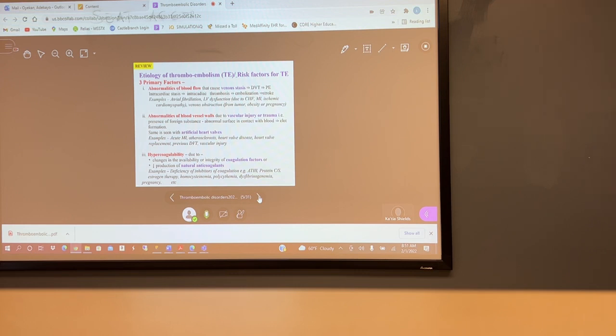The second risk factor would be when you have abnormalities of the blood vessel wall. I've talked about the endothelium before. Endothelium is that thin layer of blood vessels that allows you to maintain normal health of the blood vessel. The beauty of a blood vessel is when the endothelium is intact, no injury, nothing. But once there's injury to the blood vessel wall, it creates a problem because it becomes a site for the formation of thrombi.